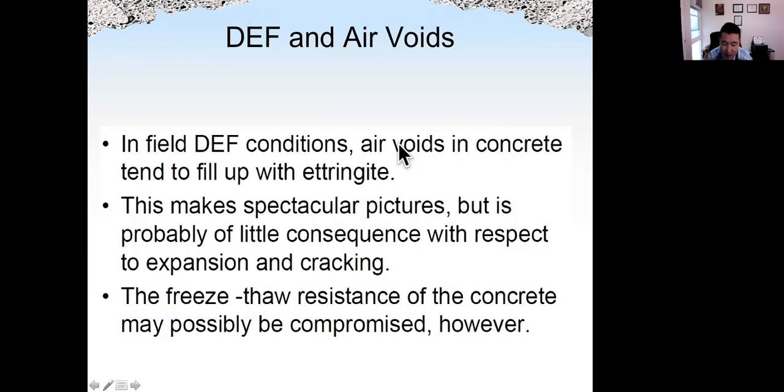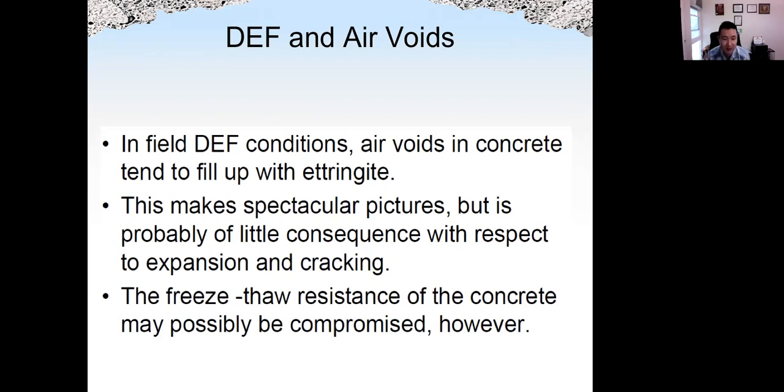Okay, so DEF and air voids. In the field, under DEF conditions, air voids in concrete often are filled up with ettringite. Let's look at some nice pictures in the next slides. This will reduce the expansion because the air void is empty. The ettringite formed inside the empty air voids does not cause too much tensile stress in concrete, so that may reduce the potential cracking.